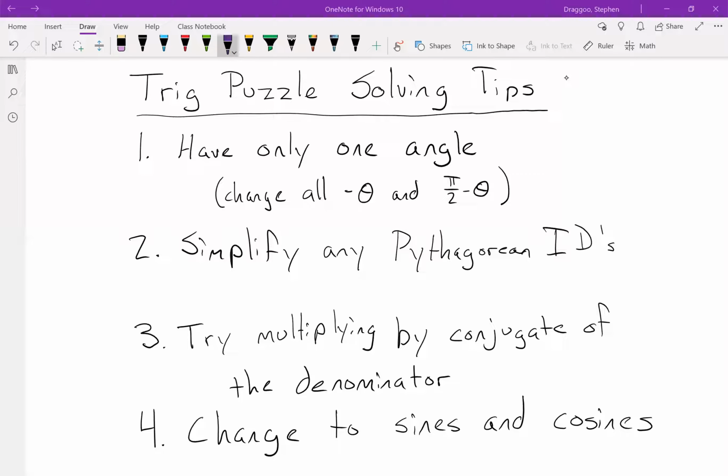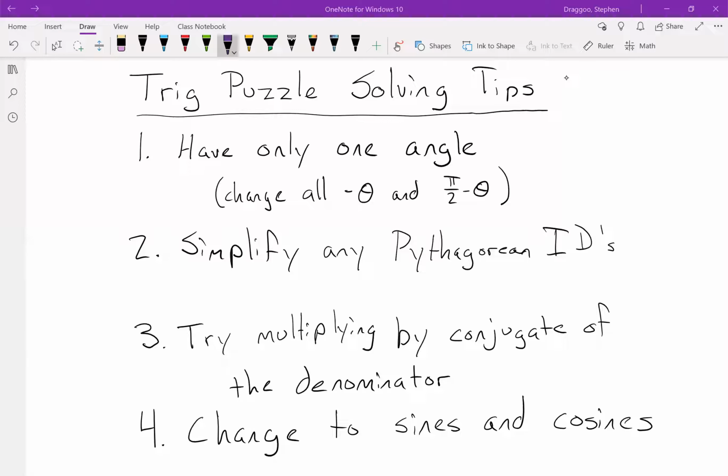Now, while there are many ways to go about approaching these problems, I've developed sort of a strategy that I think is the easiest way to start off when you're beginning solving some of these trig identities. Sort of my first thought is to think of these like a puzzle and less like a math equation. So that's why I've labeled these the trig puzzle solving tips.